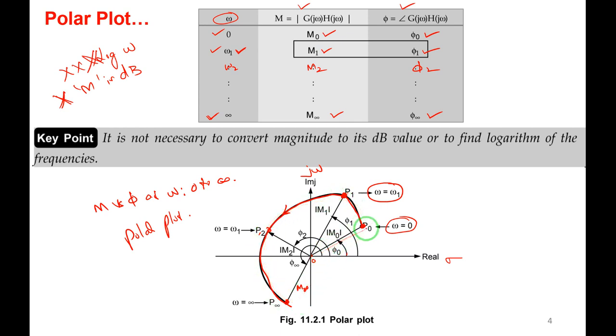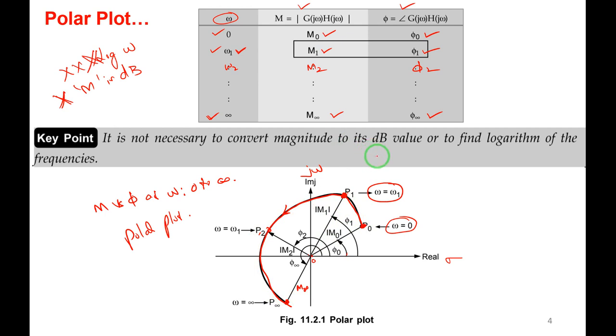We call this the phasor length, from here to here. P naught is one phasor length, 0 to P1 is another phasor length. So joining the tips of the phasors, we will get the polar plot. I hope you are getting it. If any doubts, please unmute yourself and get your doubts clarified at the same moment.